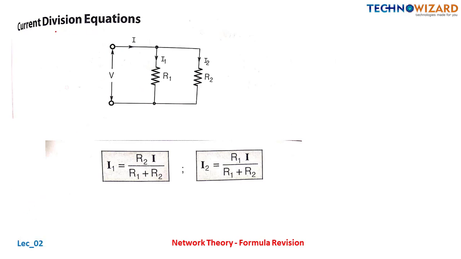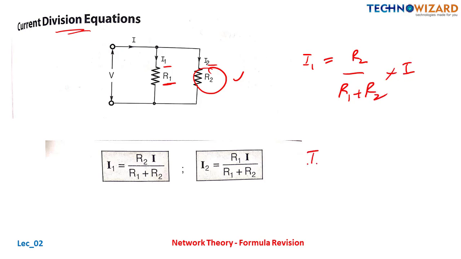Now how can we calculate current division? The current is divided into two parts, I1 and I2. If we want to find I1, then you will not take this resistance, you will take the other resistance, R2, upon R1 plus R2 into the total current. And for I2 we will take the opposite branch resistance, that is R1 upon R1 plus R2 into I. Like this you can find the current for the different paths.